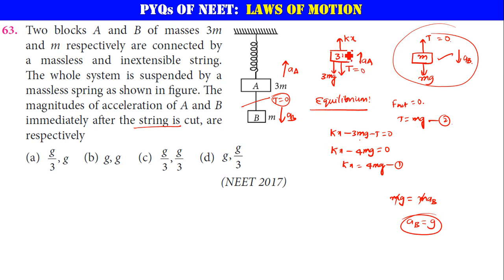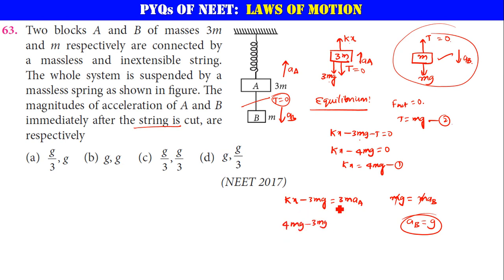Whereas this block will have tension equal to 0, so 3mg and kx are the only forces acting on the block now. So let's apply F net is equal to ma here. Kx is in the direction of acceleration, and 3mg is opposite to that direction, equal to mass times acceleration. What is the mass here? 3m, acceleration a. But you know kx is equal to 4mg from the equilibrium condition. So 4mg minus 3mg.